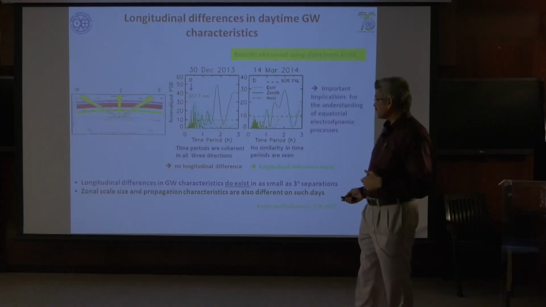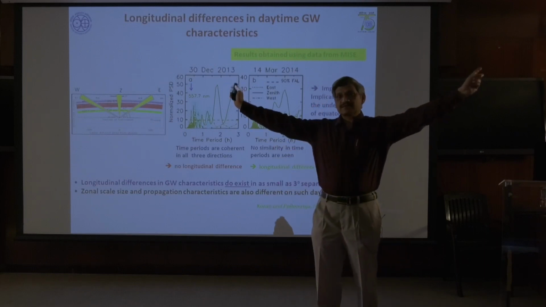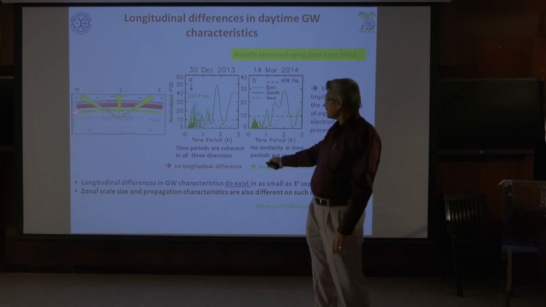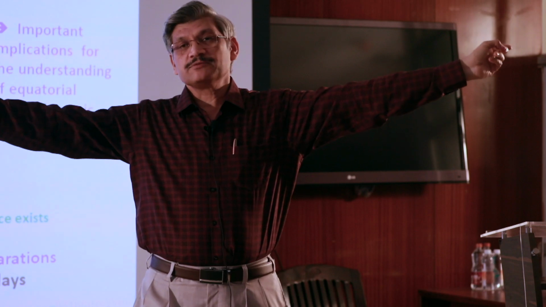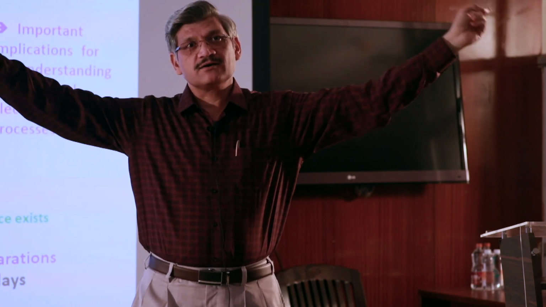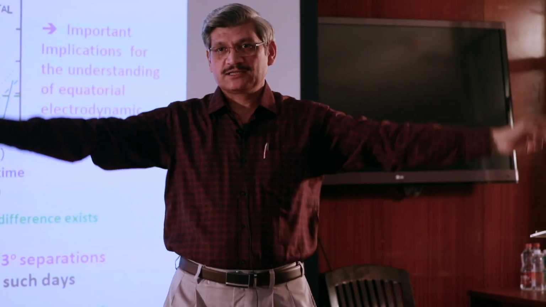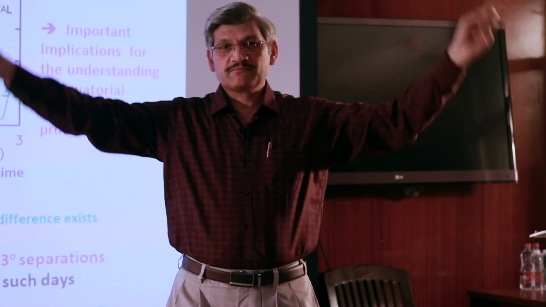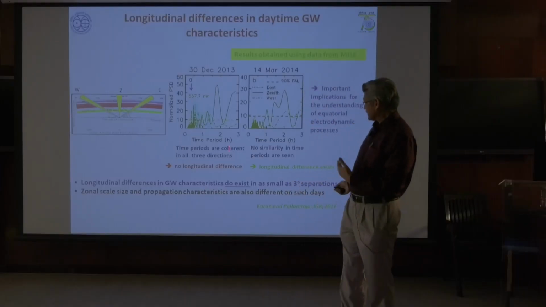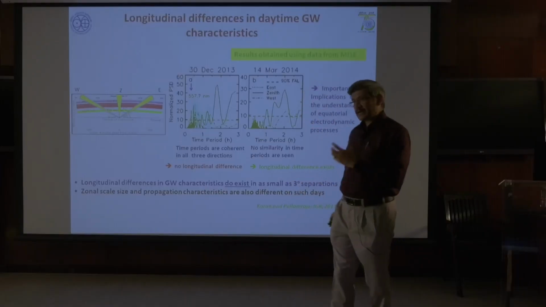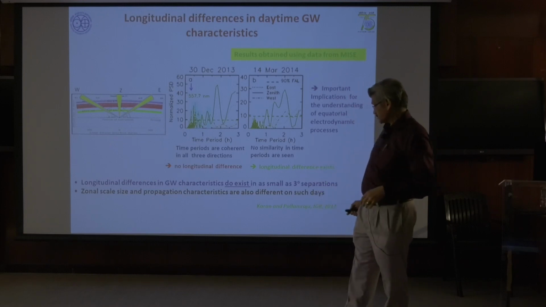But what we have shown here, now that we have a large field of view instrument, we looked at the east and west directions. The green line is 100 kilometer emission, the altitude of emission. The difference between these two east and west arms is around 350 kilometers. If these two behave in the same fashion, there is no longitudinal variability. If they behave differently, then there is a variability. So we have shown, again for the first time, that longitudinal variability can exist in as small as 3 degree separation, that is 350 kilometers or so.